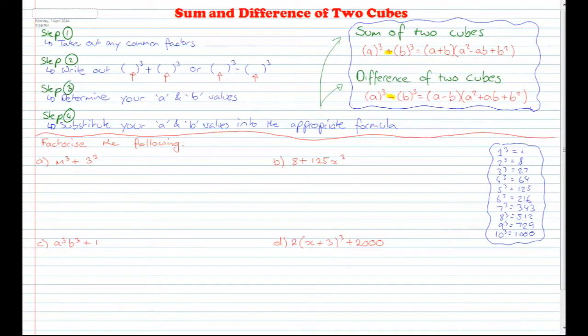So, what I've gone through and done is I've written out 1 cubed is equal to 1, 2 cubed is equal to 8, 3 cubed is equal to 27, 4 cubed is 64, all the way down to 10 cubed. You're generally not going to get asked to know anything else beyond that off the top of your head.